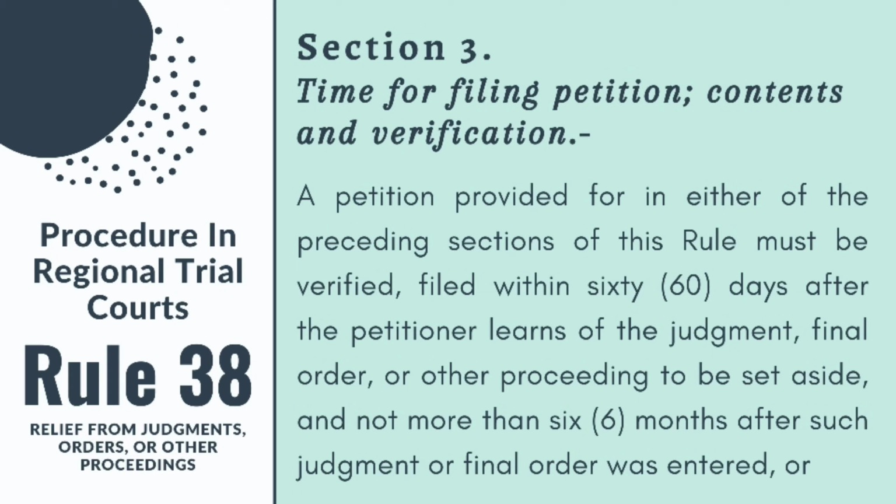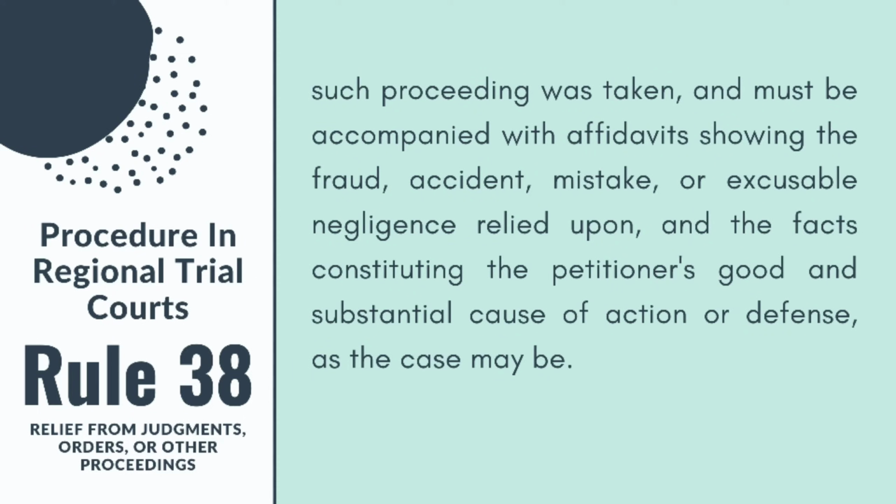Section 3. Time for filing petition, contents and verification. A petition provided for in either of the preceding sections of this rule must be verified, filed within 60 days after the petitioner learns of the judgment, final order, or other proceeding to be set aside, and not more than 6 months after such judgment or final order was entered, or such proceeding was taken, and must be accompanied with affidavits showing the fraud, accident, mistake, or excusable negligence relied upon, and the facts constituting the petitioner's good and substantial cause of action or defense, as the case may be.